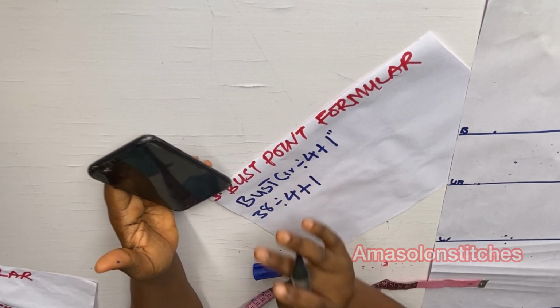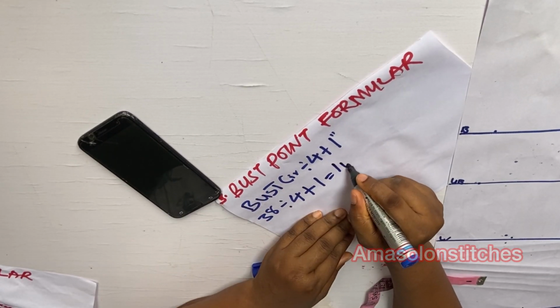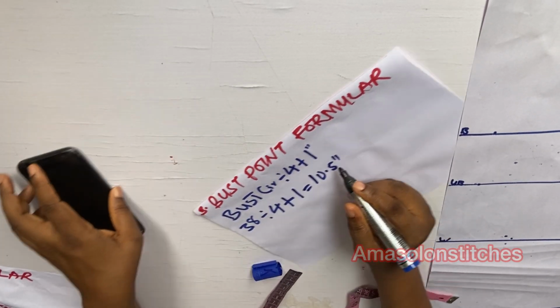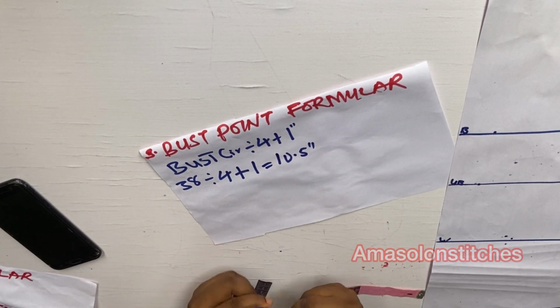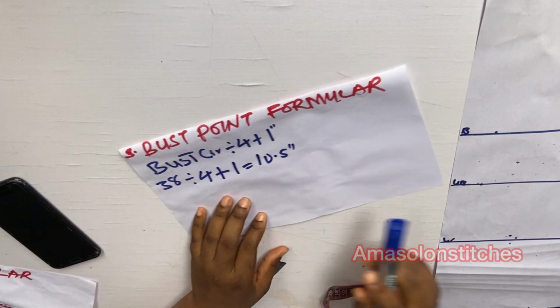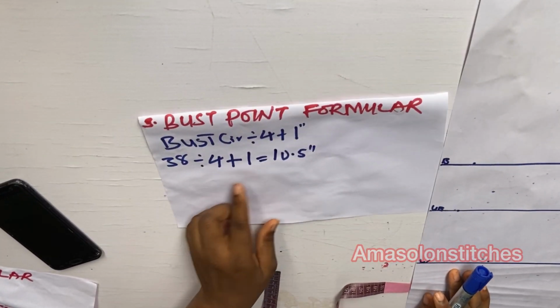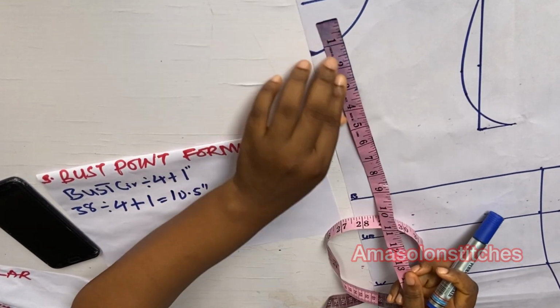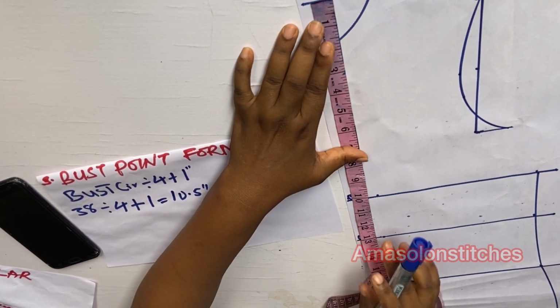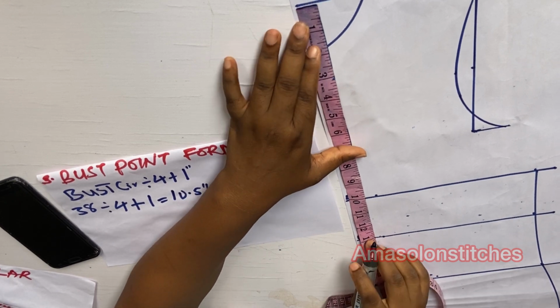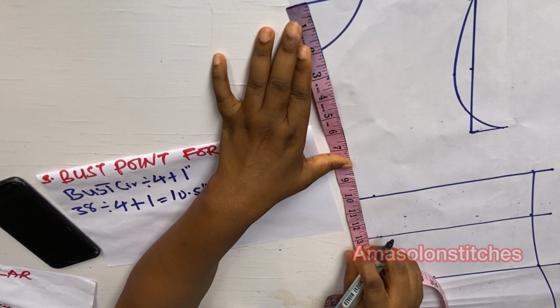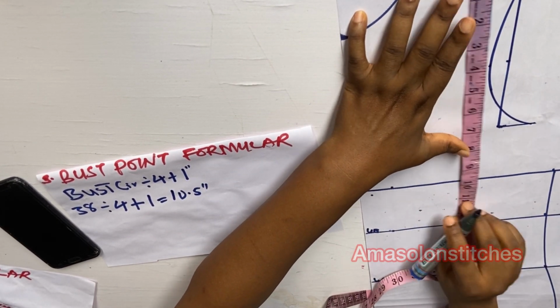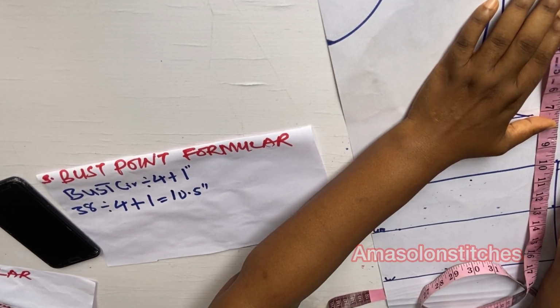Don't forget to take your client's shoulder to bust measurement. In this case, for this particular client whose bust is 38, the shoulder to bust is 10.5 inches. So it's very simple to get. This is how to input it on your pattern paper or on your fabric: just measure from the shoulder down to that 10.5.